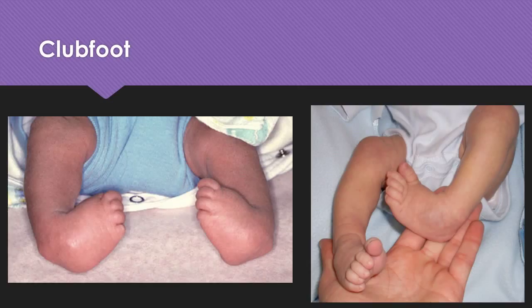I actually had a cousin years ago that had congenital clubfoot.